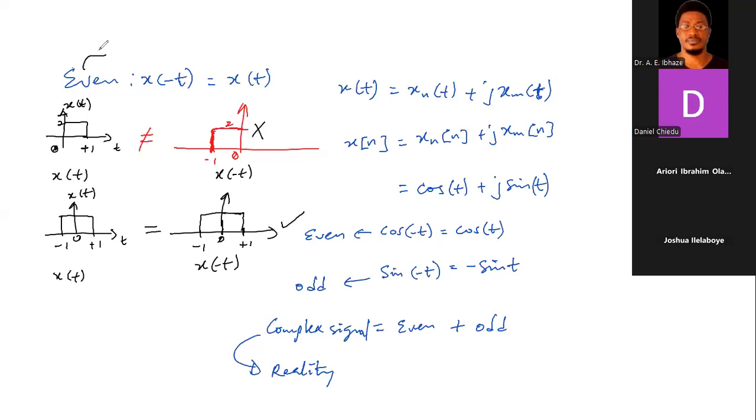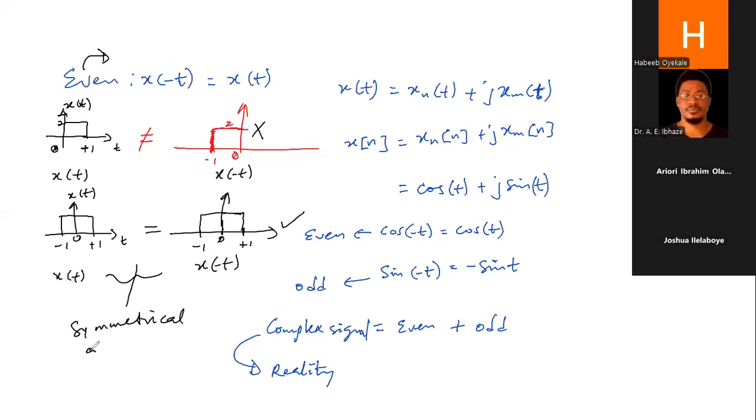So we're able to tell an even signal if the time reverse version is the same as the original signal. Is that clear? So it means that an even signal is symmetrical about the signal axis, which is the y-axis in our case. So Habib, go ahead, please.